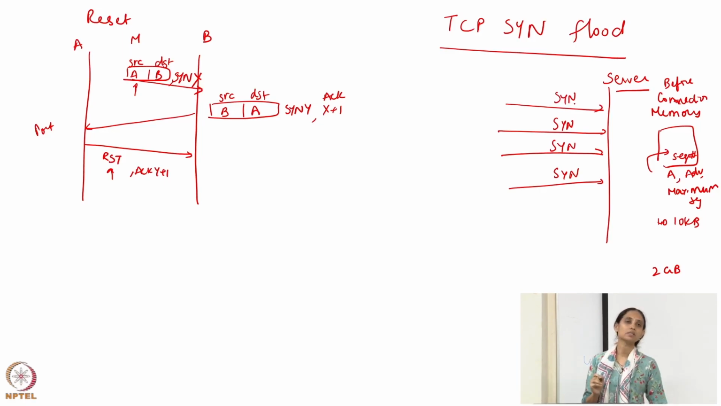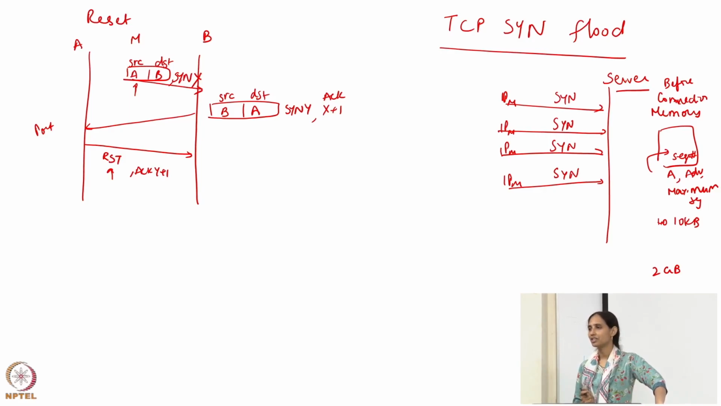For this attack to succeed, when Mallory is sending the SYNs, can it use the same IP address all the time? Can you launch this attack? Why won't it work?